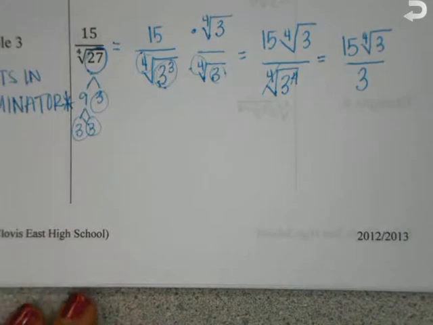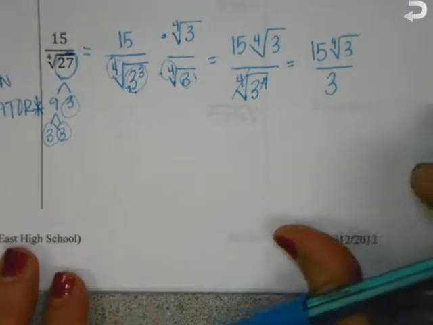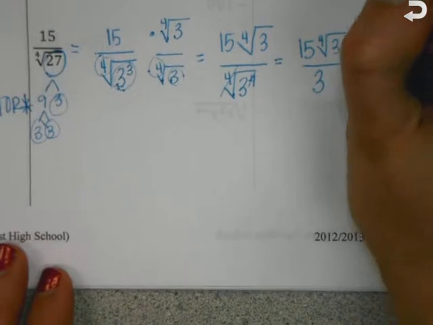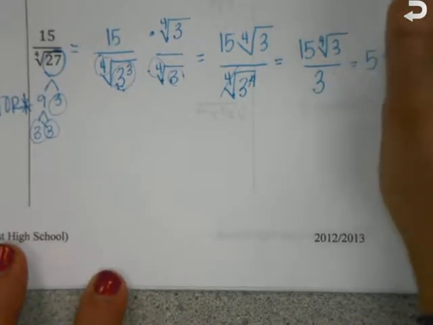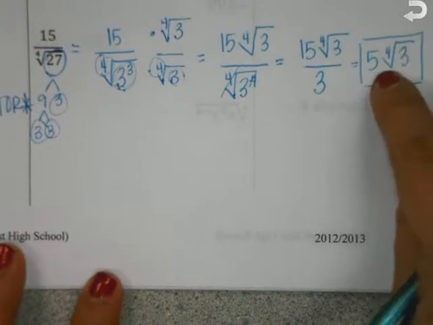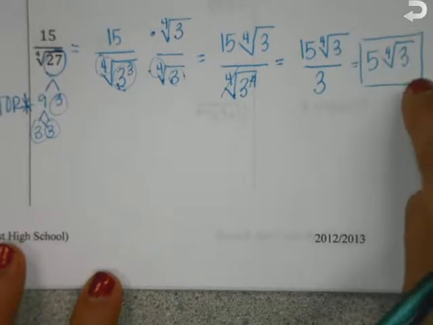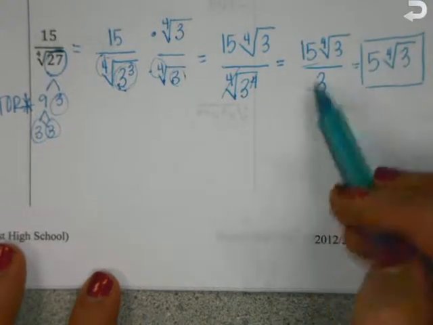And can I simplify it at all? Yes. 3 goes into 15 how many times? 5. So this is 5 fourth root of 3. It's not a square root, it's still a fourth root, so you still have to write the fourth root. But we can simplify the coefficients. Okay guys, example 4.